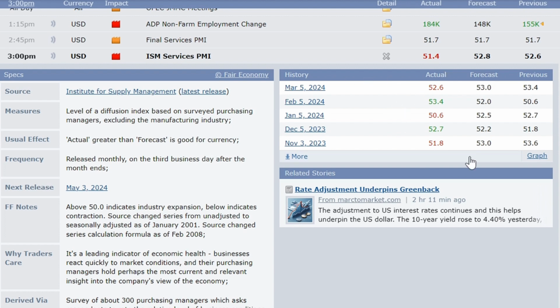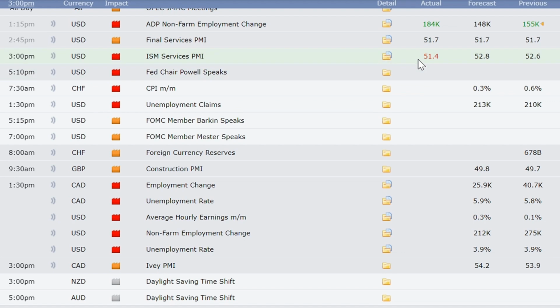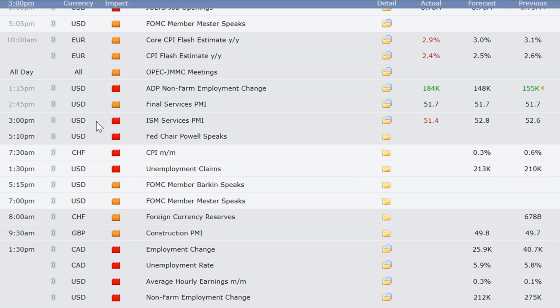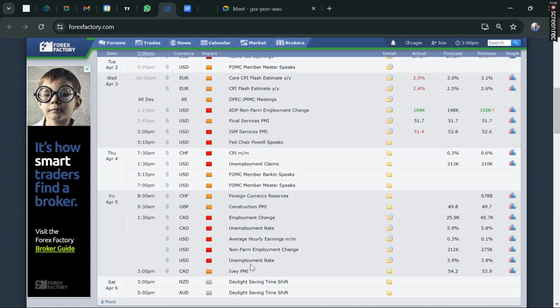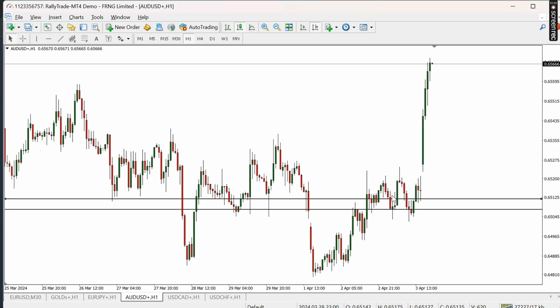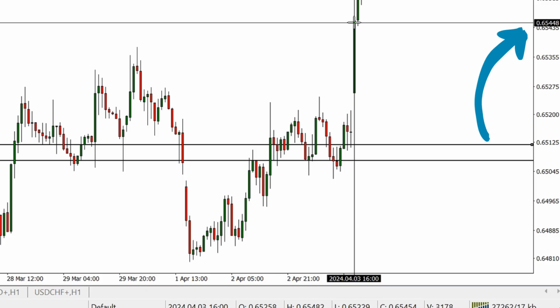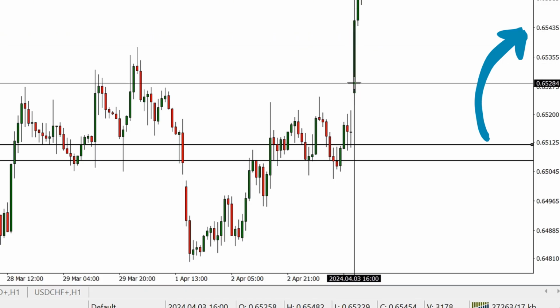We can see that it has been above 50, which shows that the economy is good, but still, if it comes out lower than the forecast, then we would expect weakness in the dollar. So let's look at the chart today. This happened by 3 p.m. USD. Let's check the chart together again. Let's bring our crosshair. You can see by 3 p.m.